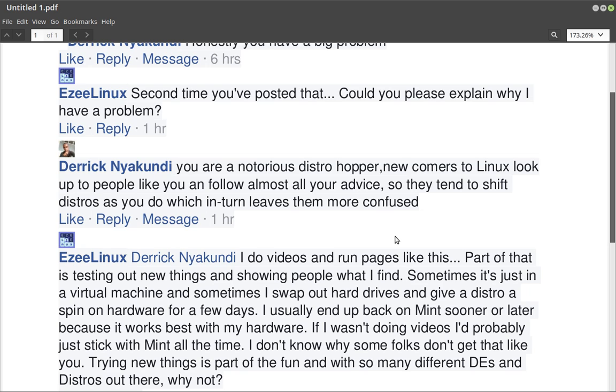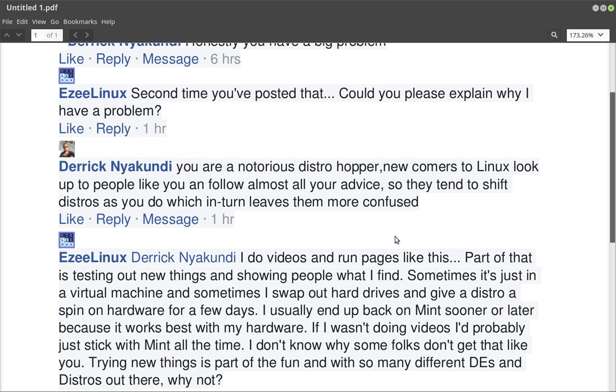Newcomers to Linux look up to people like you and follow all your advice. So they tend to shift distros as you do, which in turn leaves them more confused. I am not telling anybody to shift distros. I'm looking at distros and giving you my opinion on it. If you want to try it out yourself, you go right ahead. But at no point am I saying dump what works for you to move on to something else.